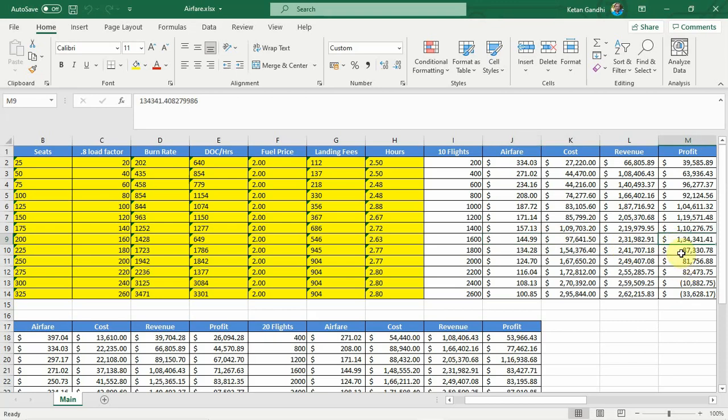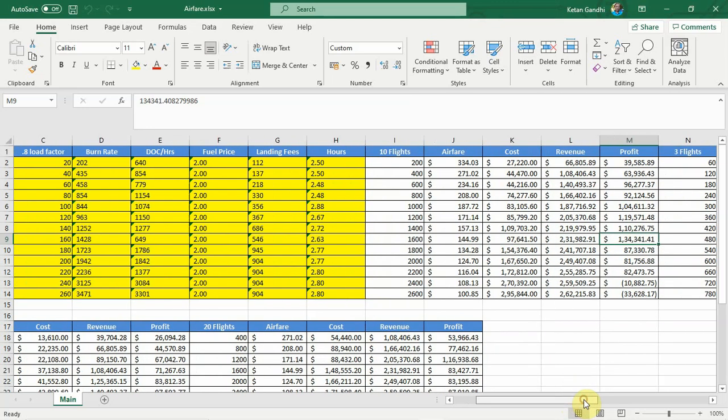And what is the profit? Profit is revenue minus cost, which is 1,343,414. So this is the profit generated from flying a particular aircraft on a daily basis, at a frequency of 10 flights per day. The airline would generate a profit of over 1 million. This assumes the airline is flying 10 flights per day.